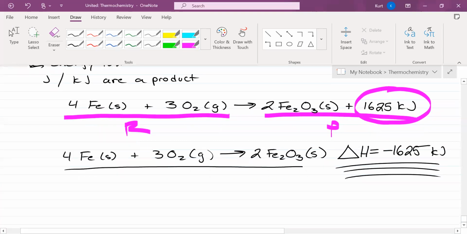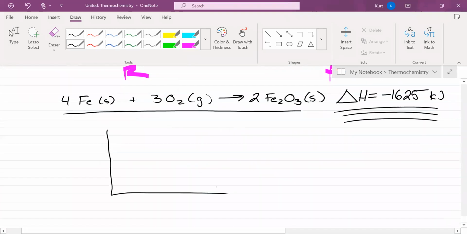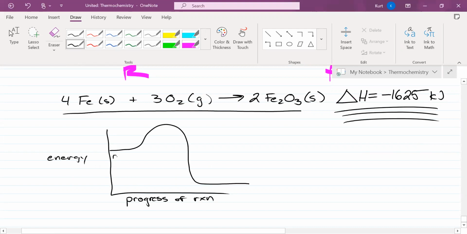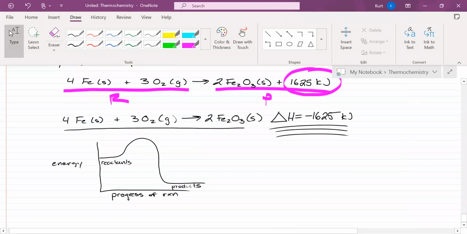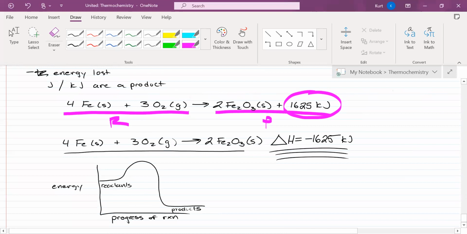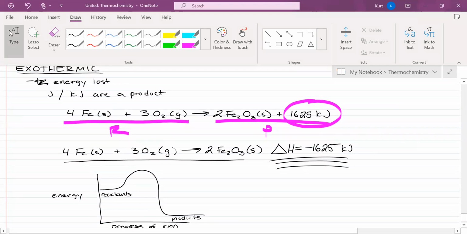All right. If you actually look at this as a reaction, remember that the x-axis is the progress of the reaction. The y-axis is your actual energy level. It looks like this. These are your reactants. These are your products. You lost energy. That's all indicative of an exothermic reaction. Are there any questions when it comes to exothermic reactions?